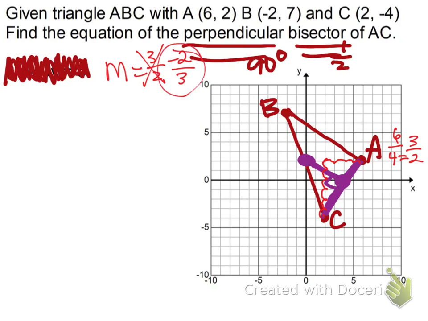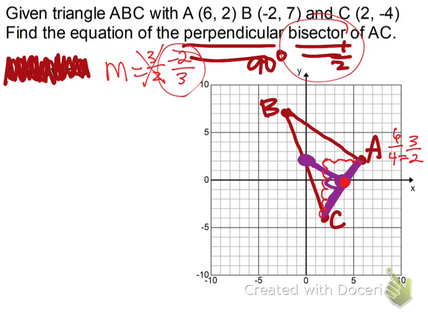Okay, well, what else do we need to write an equation? We also need a point, right? We have a slope, we need a point. So we need to figure out what point this is where those two lines intersect. Well, if it is the bisector, that means that we need to get the midpoint. We need to get the middle. And so I am going to find the middle of AC, and I'm going to use the midpoint formula.